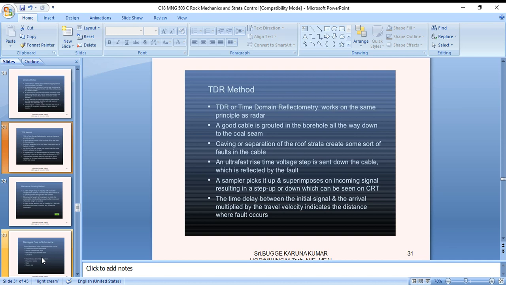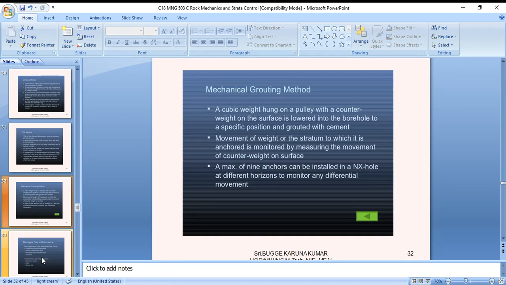which can be seen on the CRT, that is, a cathode ray tube. The time delay between the initial signal and the arrival of the reflected signal, multiplied by the travel velocity, indicates the distance at which the fault occurs. Mechanical grounding method.